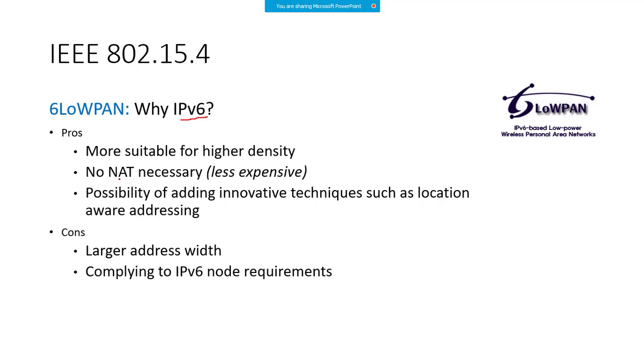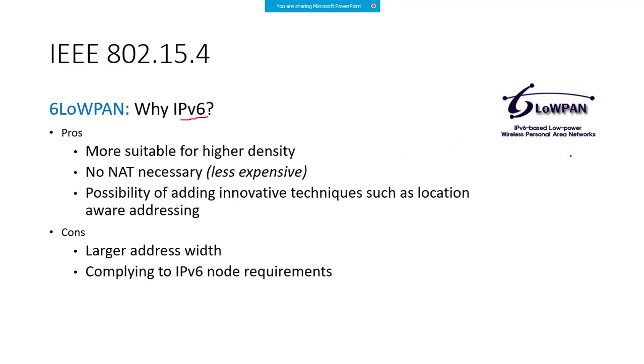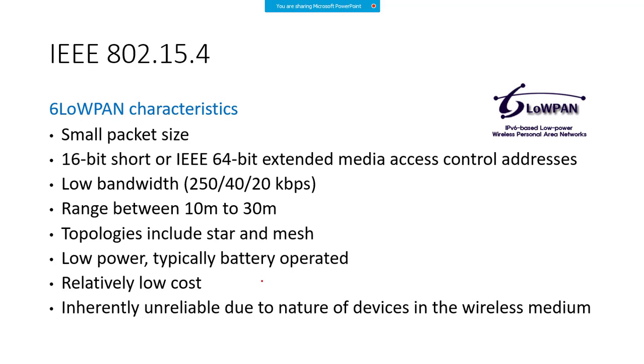I already explained to you, like with that example of the Philips light, right? You don't require the intermediate gateway, right? Possibility of adding innovative techniques such as location aware addressing, right? What are the disadvantages? It's a larger address width. I already said it has 128 bits of address space, but still there are some optimizations possible. Complying to IPv6 node requirements, right? In order to get connected with the IPv6 networks, that node has to be compliant, right?